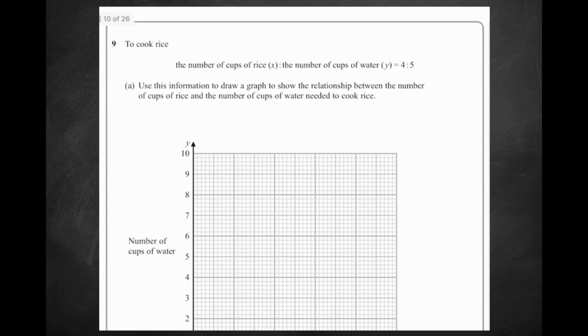Question number 9. To cook rice, the number of cups of rice, X, compared to the number of cups of water, Y, is a ratio 4 to 5. Use this information to draw a graph to show the relationship between the number of cups of rice and the number of cups of water needed to cook the rice.